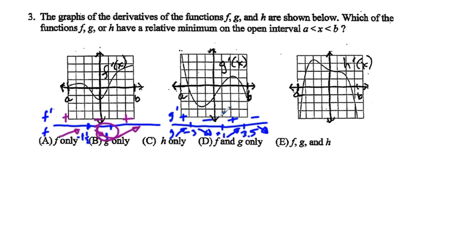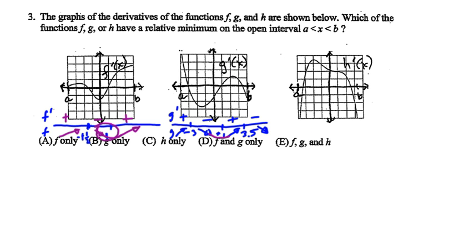And so, again, we see as f prime changes from negative to positive, this function g also has a relative minimum.